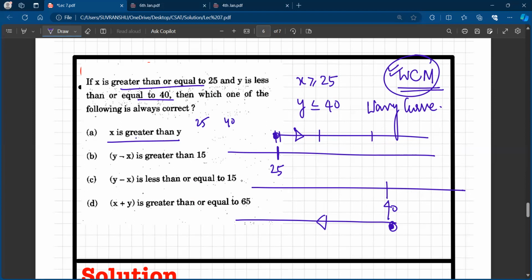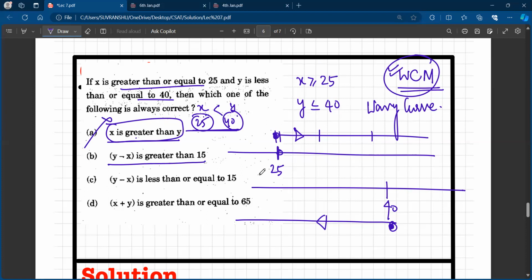Achha, main y ko fix karta hoon. I will decrease y, I will increase x. Question kya hai? x is greater than y. Agar ye wala case loonga 25 aur 40, here x is less than y. Toh ye toh galat hi ho gaya. Option 1 is wrong. Why? I have chosen the first value, that is x ka value 25, y ka value 40. It itself is wrong. Now, y minus x is greater than 15.